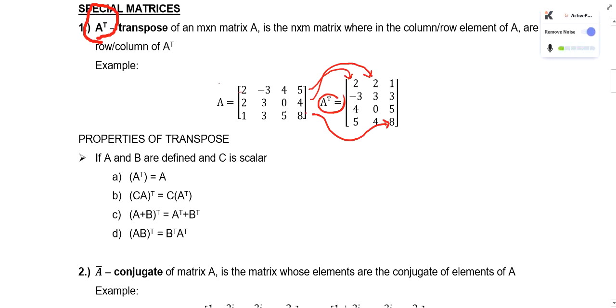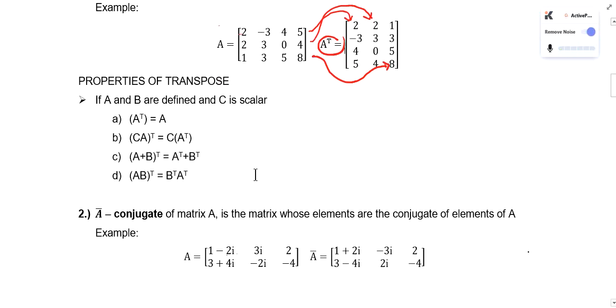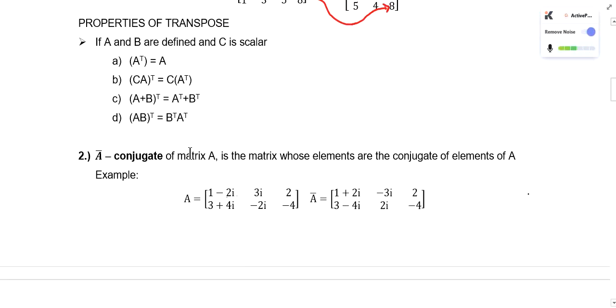So we have four properties of transpose. So A and B are defined and C is scalar. Yung transpose ng transpose of A is equal to A. Yung transpose ng CA equal siya sa C times transpose ng A, and then yung transpose ng A plus B equal siya sa transpose ng A plus transpose ng B. And then transpose ng AB equal siya sa transpose ng B times transpose ng A. So yan yung mga properties ng transpose.